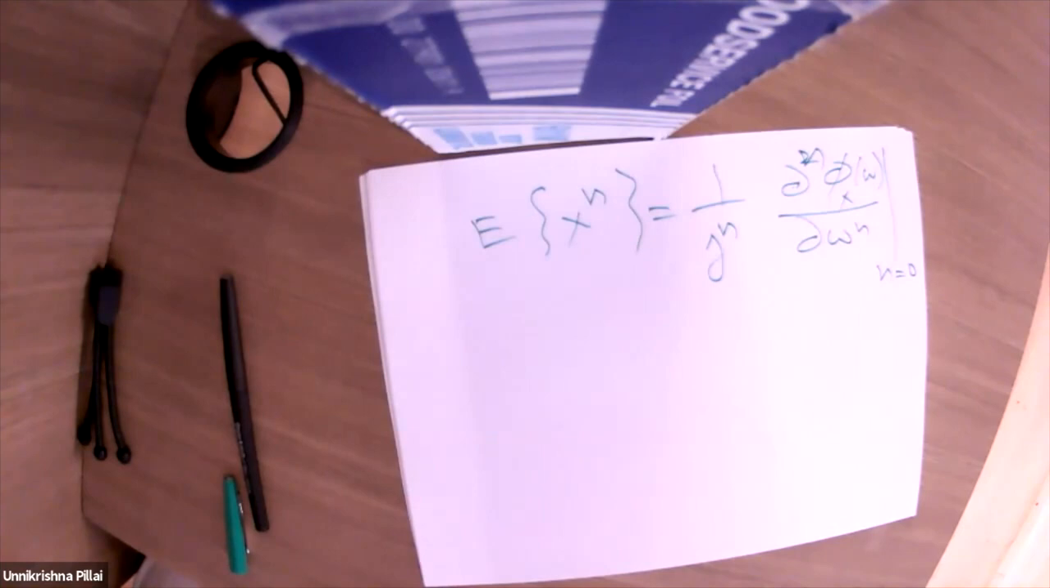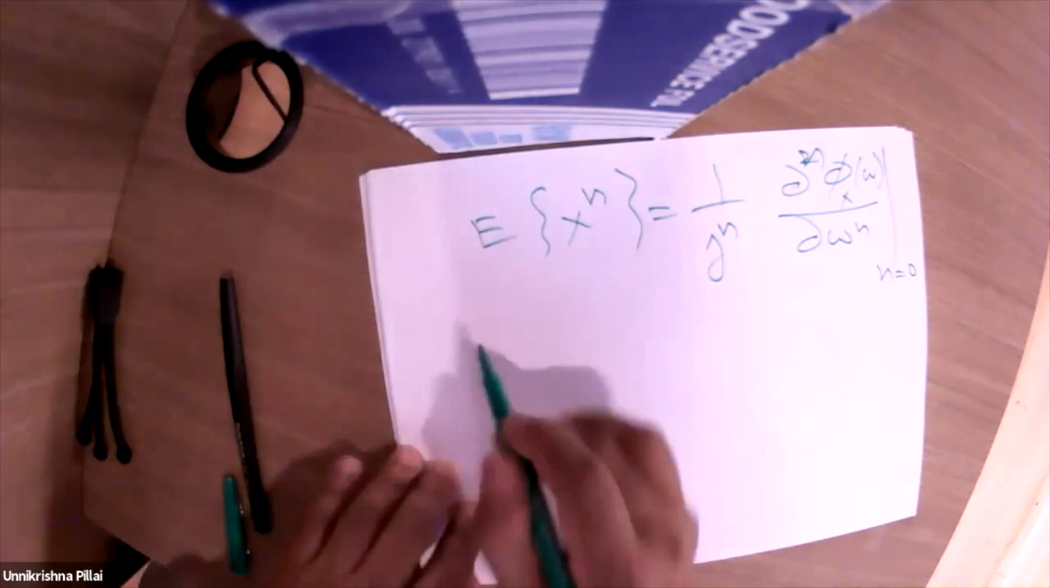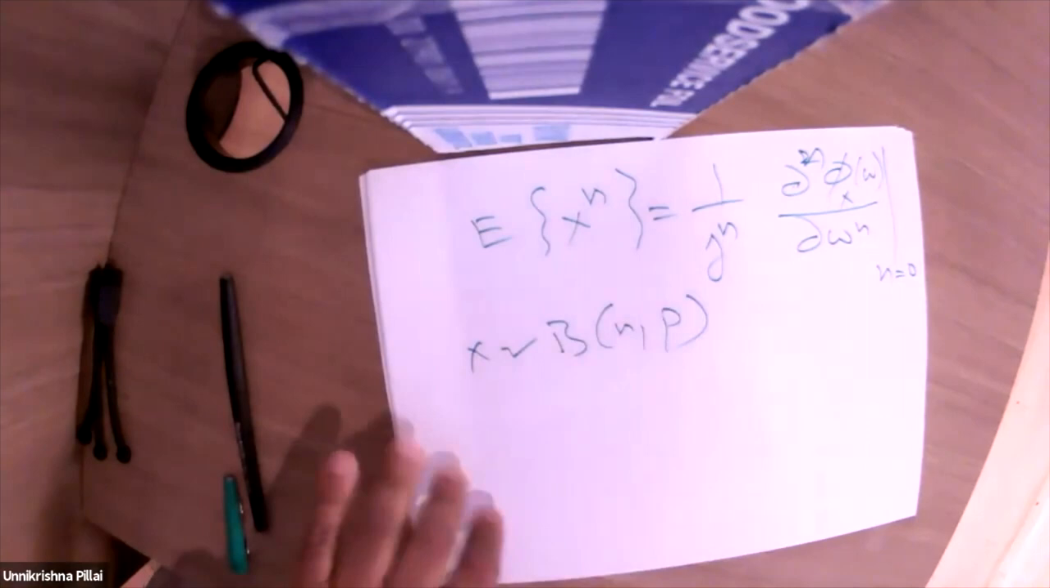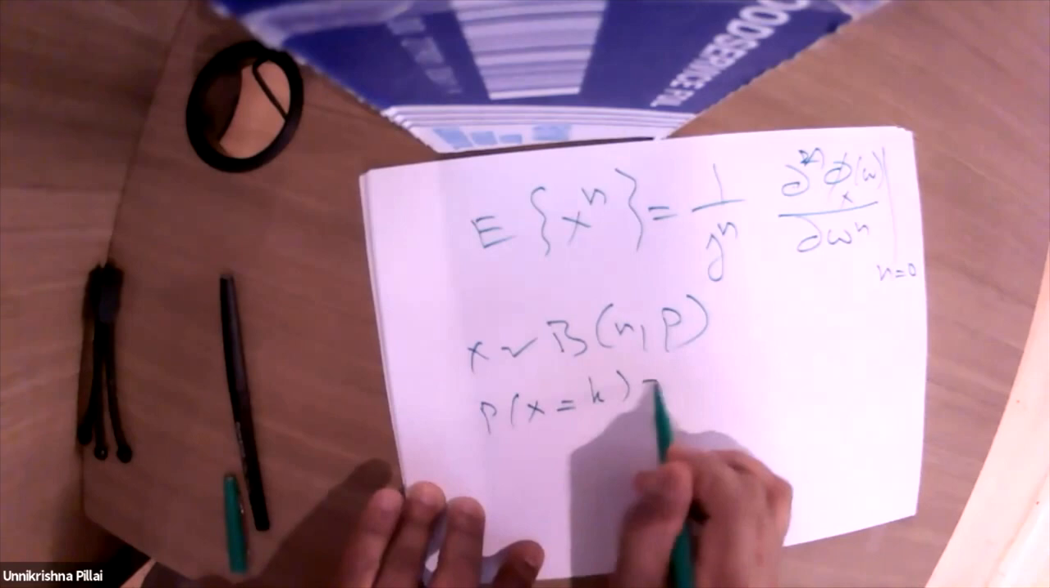So let me find the characteristic function of a few random variables and show you. Let's say x is binomial with parameters n and p. Let's find out its characteristic function. So remember, the probability of x equal to k is n choose k, p to the power k, q to the power n minus k.